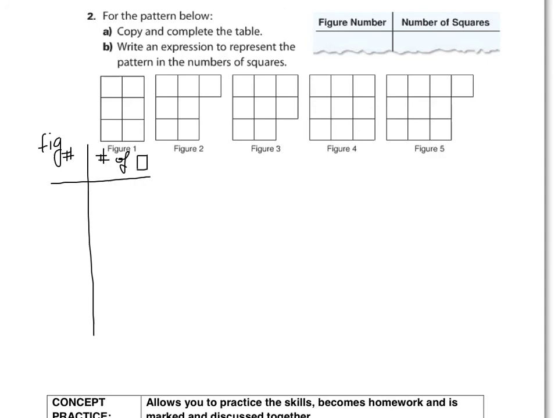All right, so copying and completing the t-table. Figure number and number of squares are our headings. I've just put them into symbols more so just for ease of writing. Figure number 1, we go all the way up to 5, so 2, 3, 4, and 5. Figure number 1 had 1, 2, 3, 4, 5, 6 squares. Figure number 2 has one more than that, so 7. Figure number 3 has another one more than that, which is 8. One more again, which is 9, and one more again, which is 10.